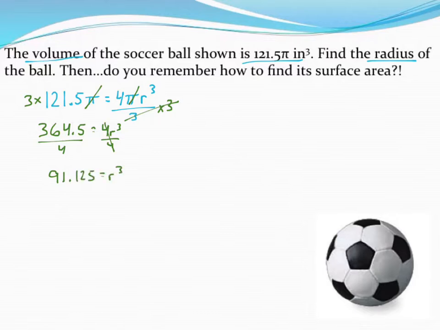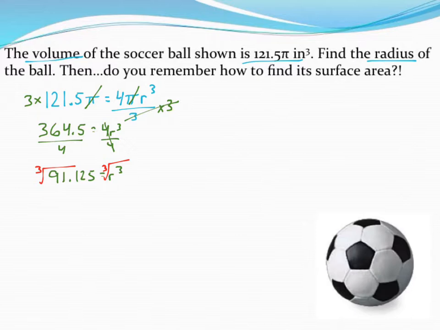And now at this point, we have something new to do. It's not a square root because I'm not trying to get rid of x squared. It's actually going to be something called a cube root. It looks like a square root. You just put a little 3 in the hook part of it. So the cube root of both sides. If you don't know how to do that on your calculator, ask me in class. I'll show you how to do a cube root. Otherwise, just take my word for it right now.